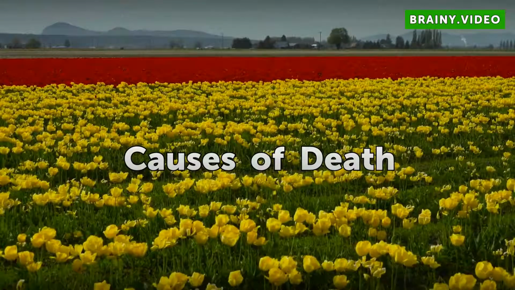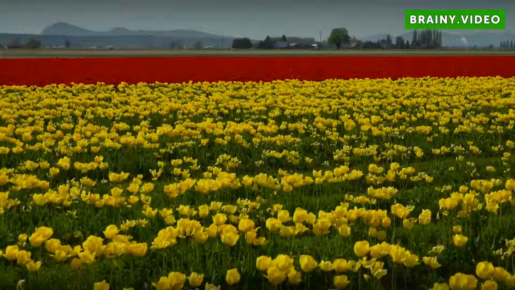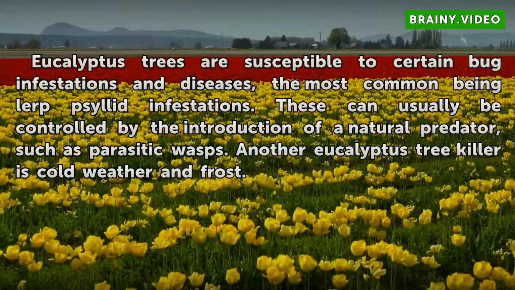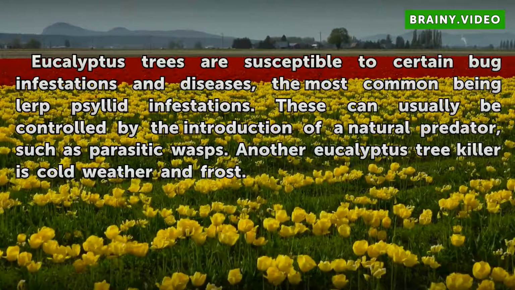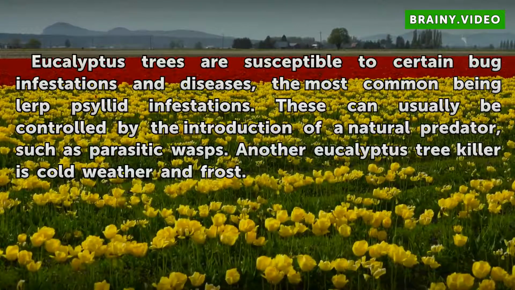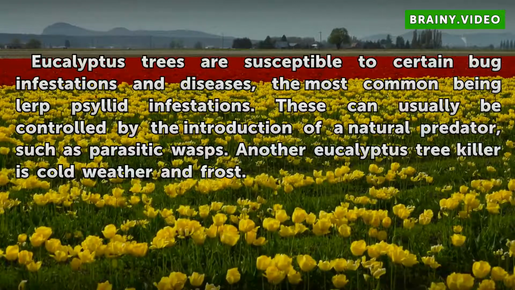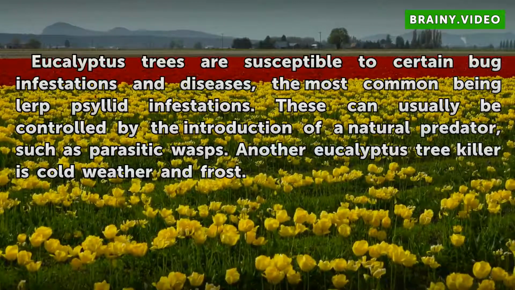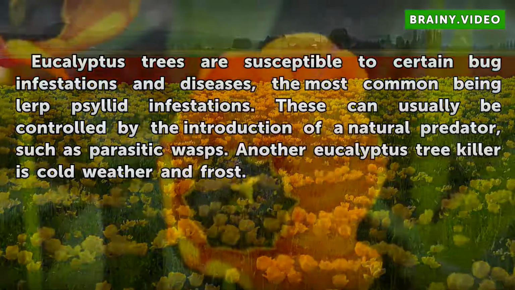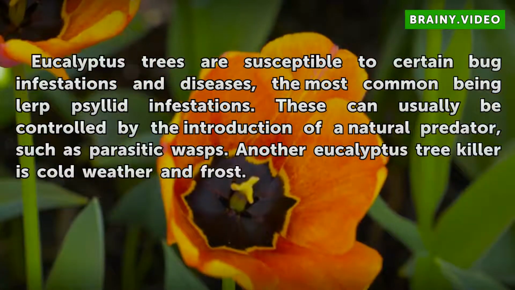Causes of death. Eucalyptus trees are susceptible to certain bug infestations and diseases, the most common being psyllid infestations. These can usually be controlled by the introduction of a natural predator, such as parasitic wasps. Another eucalyptus tree killer is cold weather and frost.